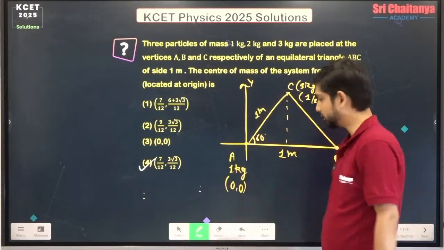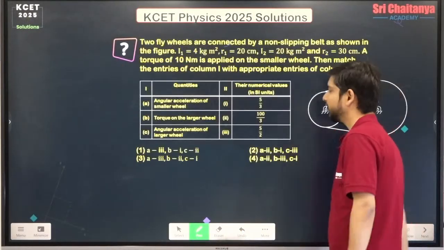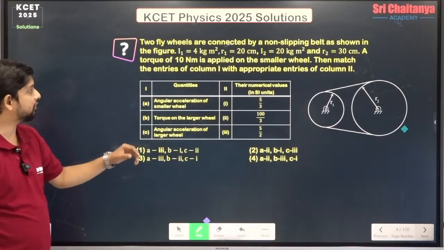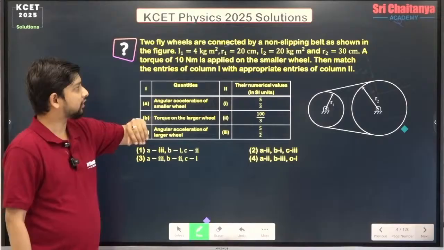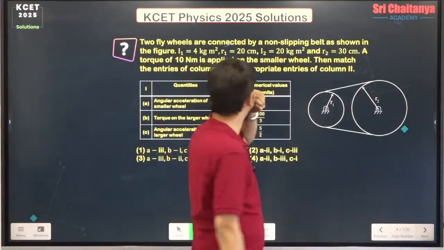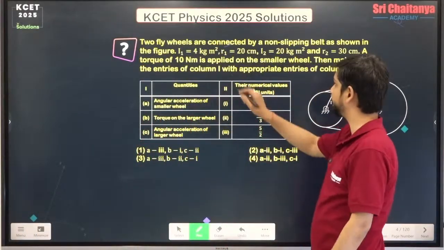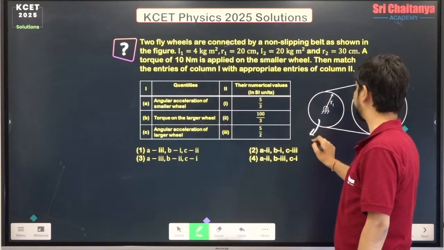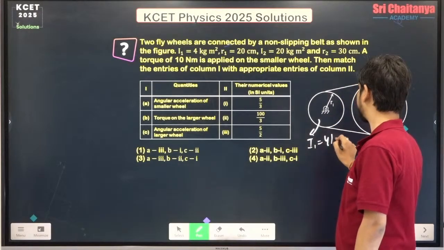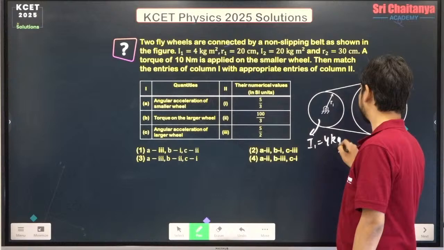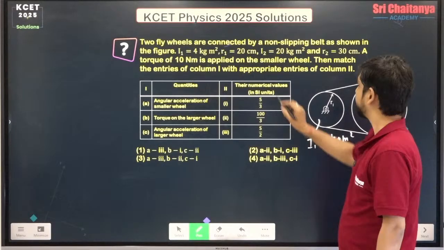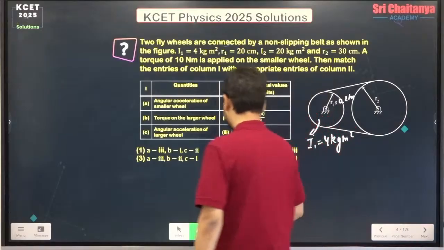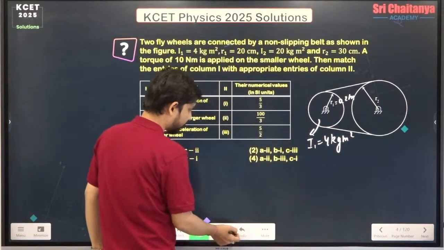Okay. So let's move to the next question. Here it is a very good question based on rotation. It is given that two pulleys are connected by a non-slipping belt as shown in the figure. I1 is 4 kg meter square, so here the moment of inertia is given as 4 kg meter square, and the radius is 20 cm, that is 0.2 meter. The radius is 0.2 meter.